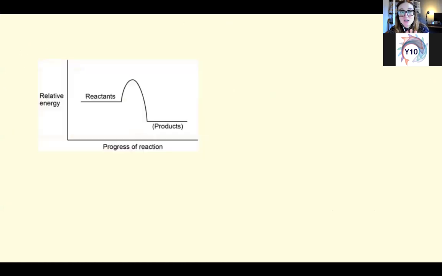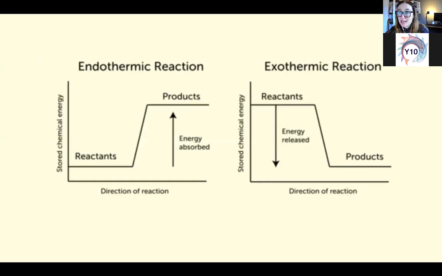We have done exothermic and endothermic reactions today. Endothermic, heat is absorbed because the products are at a higher energy level, which means the temperature goes down. Exothermic, heat is released because the products are at a lower energy level, which means the temperature increases.